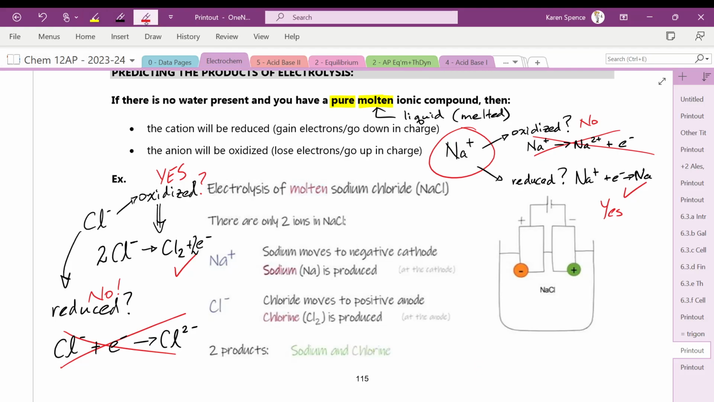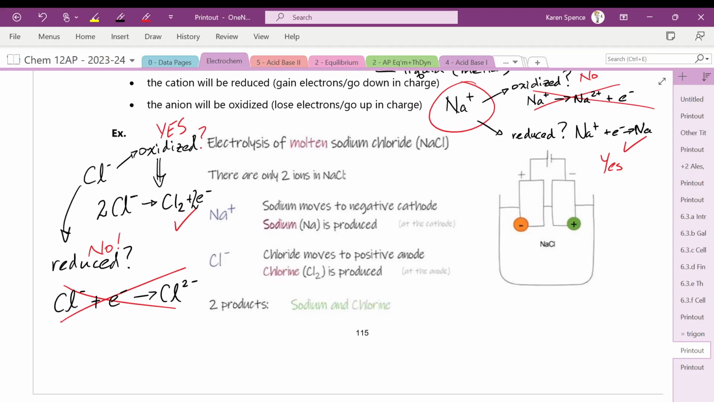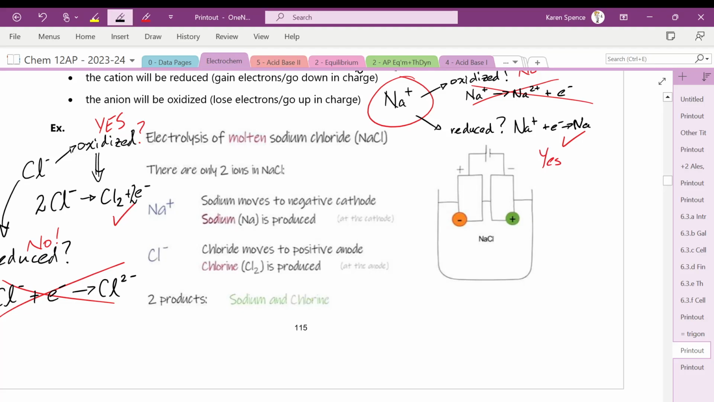So in this particular case, could you guys write the 2 half-cell reactions and then the overall reaction for this system here? So we're going to write the reduction half reaction, the oxidation half reaction, and the overall reaction.